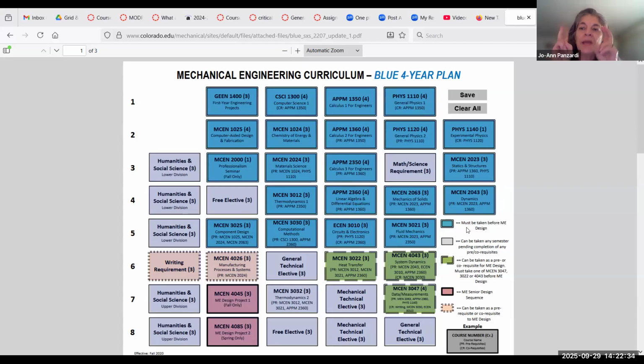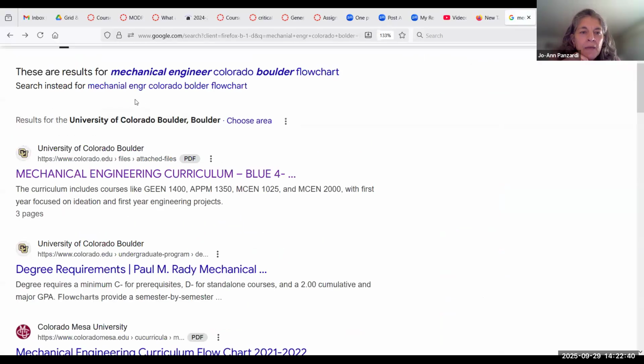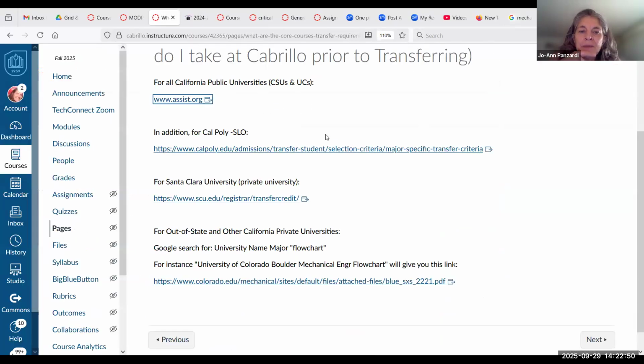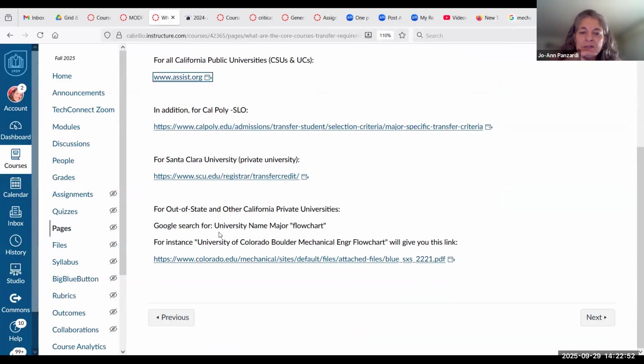So the magic word to put in the search bar was flowchart. If I go back, I put in the search, I put mechanical engineering, Colorado Boulder. So I put the university, I put the major, and I put the word flowchart. And if you go back to my directions, sure enough, that's what it says. Put the university name, put the major and flowchart, and up will pop that list. And that will help us complete that checklist.